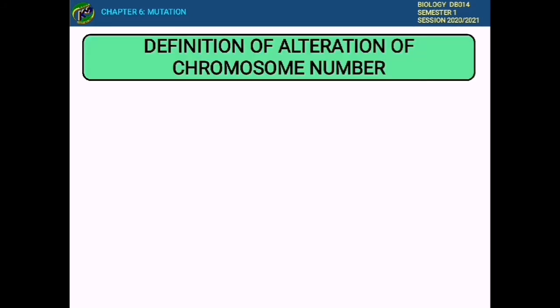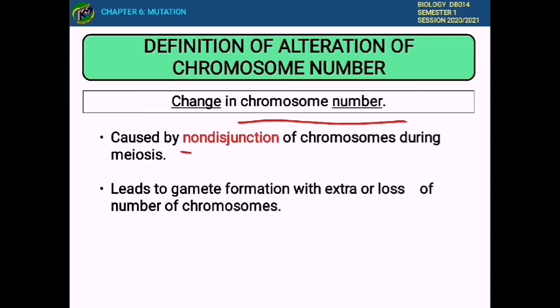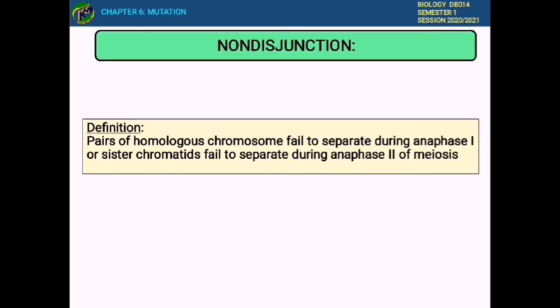Okay, now we are going to learn about alteration of chromosome number. The definition of alteration of chromosome number is a change in chromosome number. So it involves chromosome number. It is caused by non-disjunction of chromosomes during meiosis, which leads to gamete formation with extra or loss of number of chromosome. Okay, so, non-disjunction.